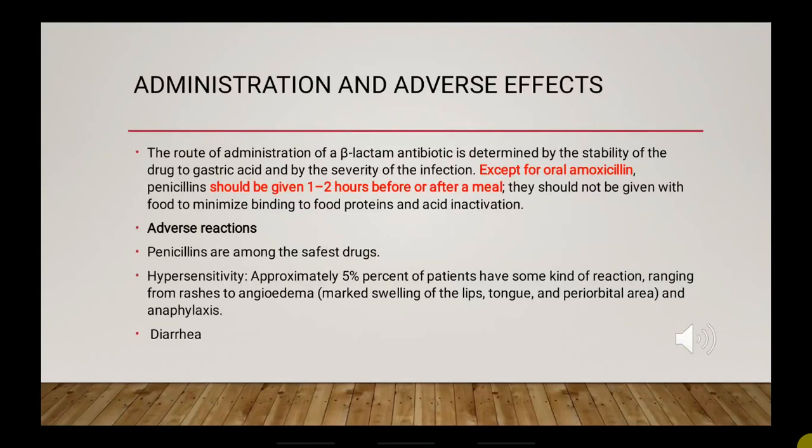اوكي نجي للفورث جنريشن اللي هو سيفيبيم. Cefepime is effective against streptococcus, staphylococcus, staph aureus, and it's also effective against gram negative organisms such as Enterobacter species, E. coli, Klebsiella pneumoniae, Proteus mirabilis, and Pseudomonas aeruginosa.